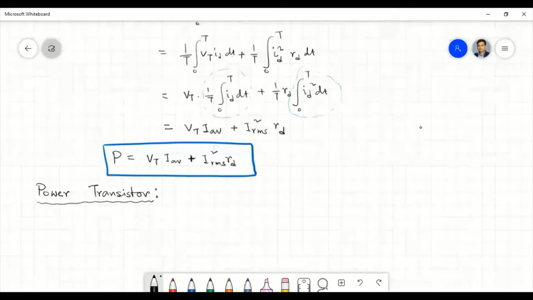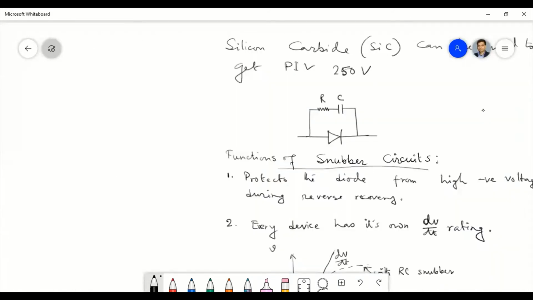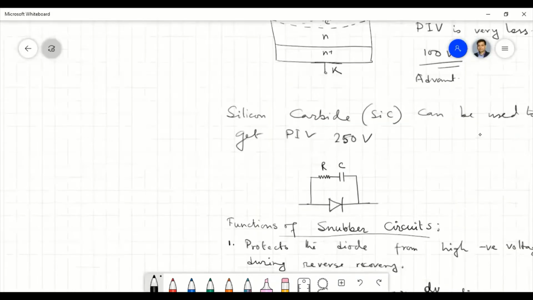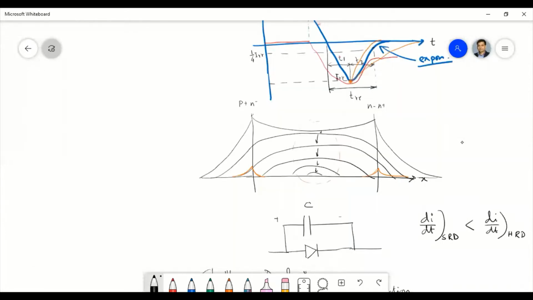Minority carrier distribution. I have drawn the minority carrier distribution today, but you don't have that scope of detail in your syllabus. So this is the minority carrier distribution that I have drawn today, and how it changes with time in the switch off transient.